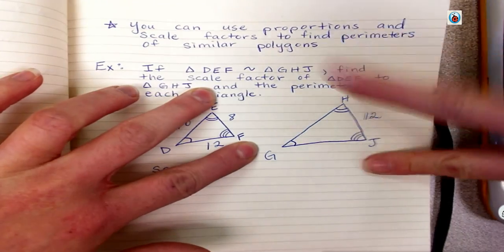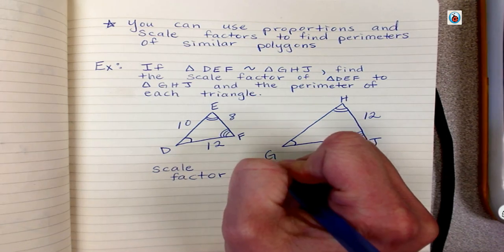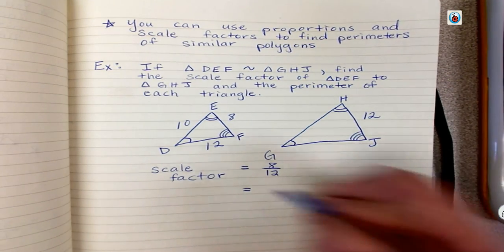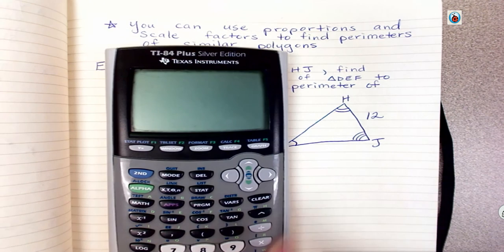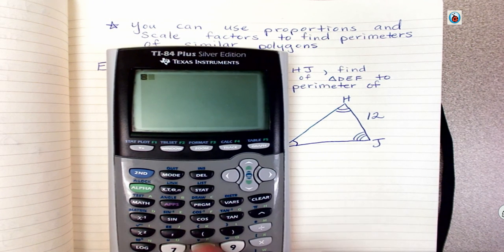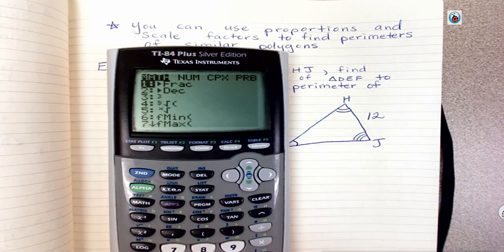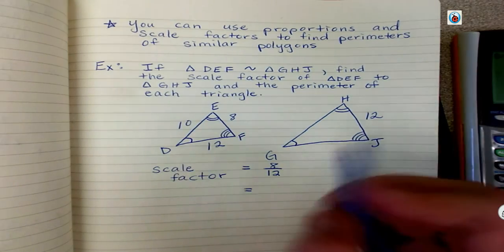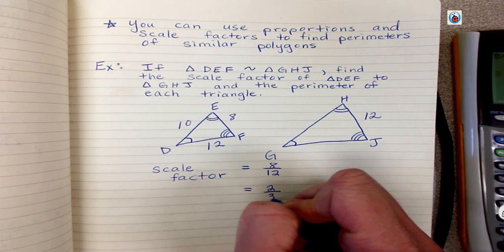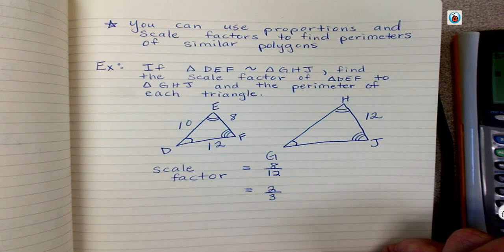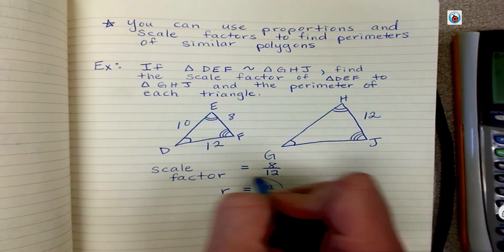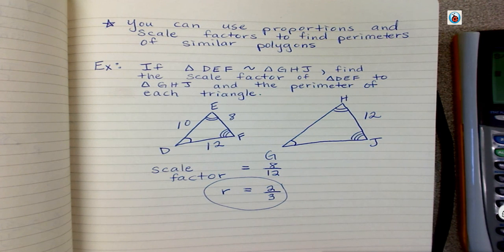So from here to here, my scale factor is 8 to 12, but I have to have it reduced. So in your calculator, 8 divided by 12, I want it as a reduced fraction, so I can hit math, fraction, and it's 2 over 3. So my scale factor is 2 over 3. And remember that we can show scale factor using that lowercase r. So that's what our scale factor is, so that's one of our answers.